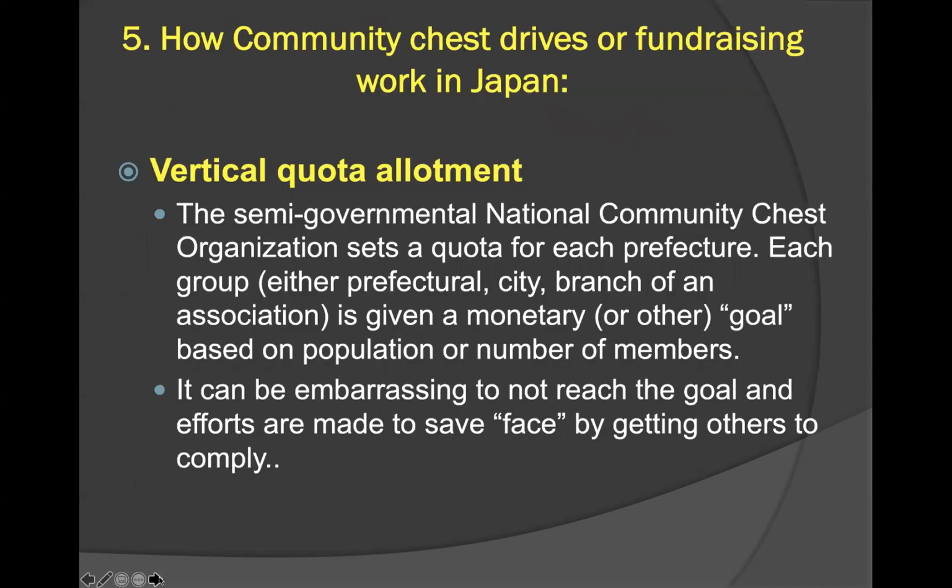Part of the job of neighborhood associations is to fundraise, and how they fundraise is based on a sort of Han system. For example, they use a system called the vertical quota allotment. So what happens is a semi-governmental national community chest organization sets a quota for each prefecture based on population. And each city and then neighborhood association branch is given a monetary goal based on their population or number of members. Then they're asked to meet that goal. And because it's embarrassing not to reach the goal, members try to save face by getting others to comply.